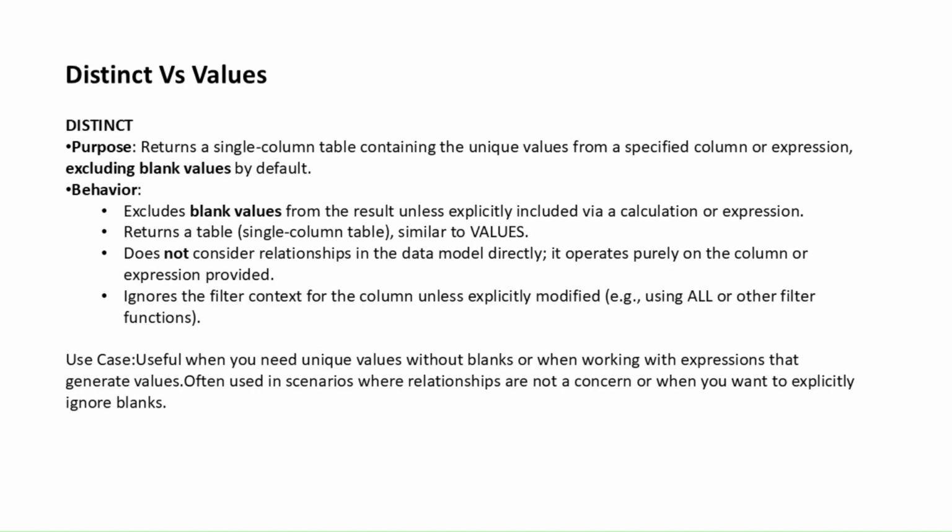DISTINCT. Purpose: returns a single column table containing the unique values from a specified column or expression, excluding blank values by default. Behavior: excludes blank values from the result unless explicitly included via a calculation or expression. Returns a table, single column table, similar to VALUES. Does not consider relationships in the data model directly. It operates purely on the column or expression provided. Ignores the filter context for the column unless explicitly modified, e.g., using ALL or other filter functions.